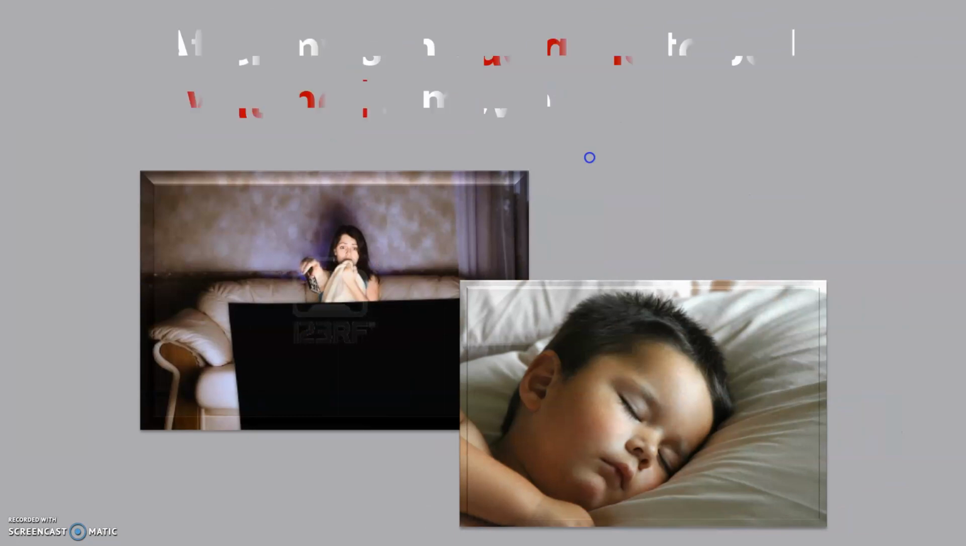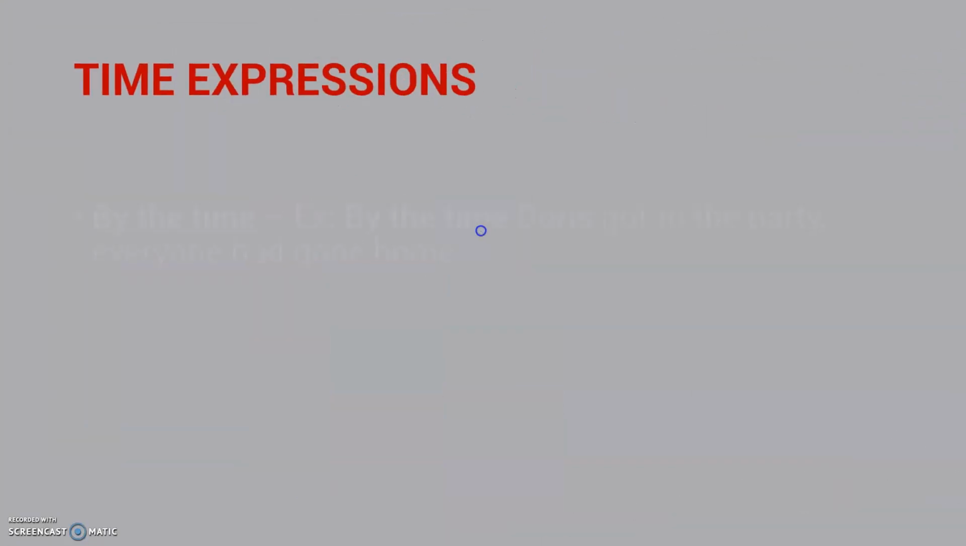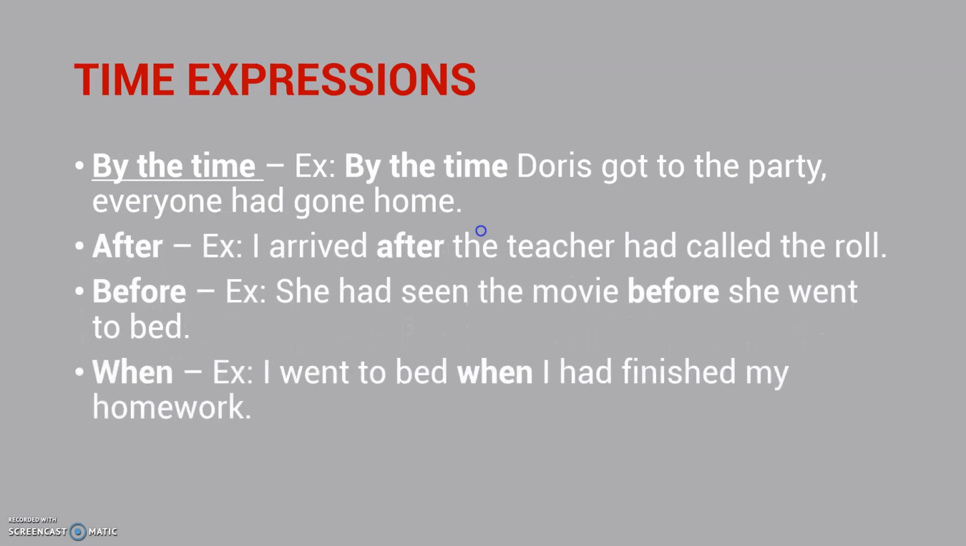Let me give you another example. After my son had gone to bed, I watched a movie. Again, we have two actions, one before the other. Which is first? My son had gone to bed. Which is after? I watched the movie. And we have different time expressions that we can use with all of these past tenses, for example, by the time, after, before, or when.